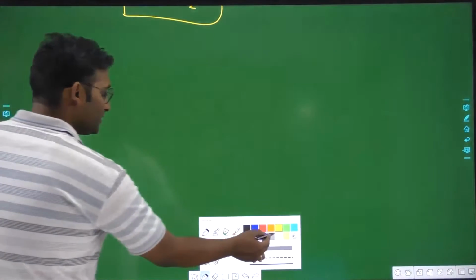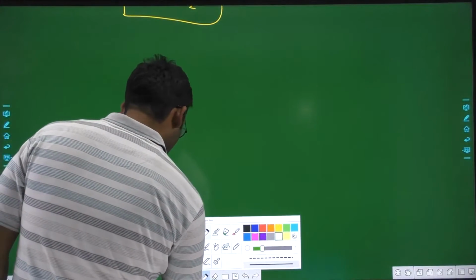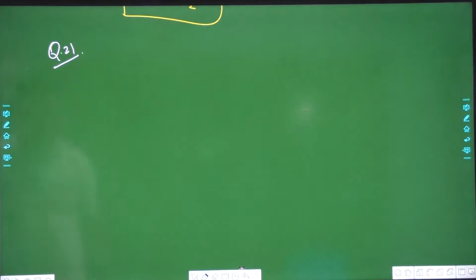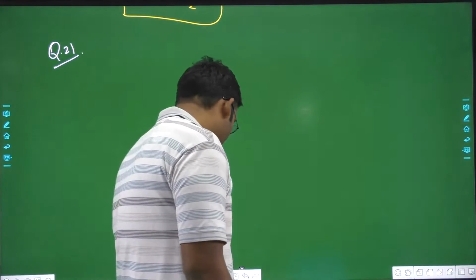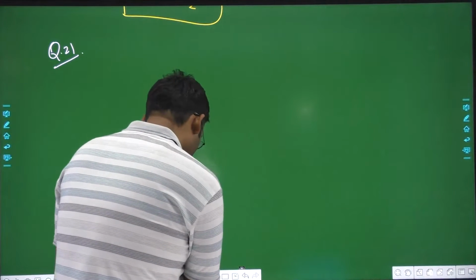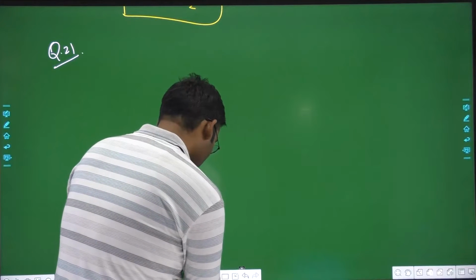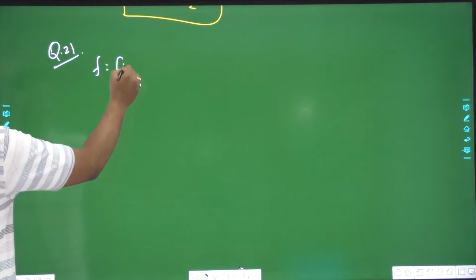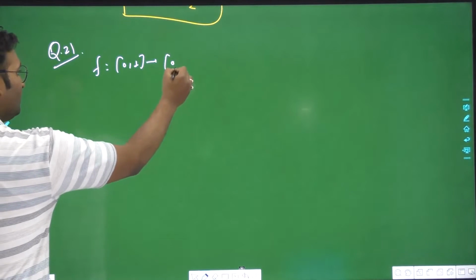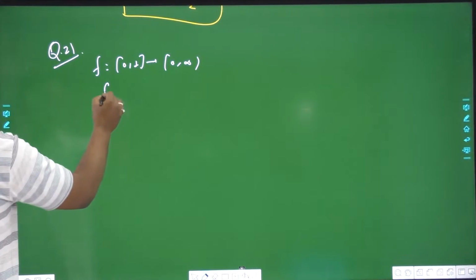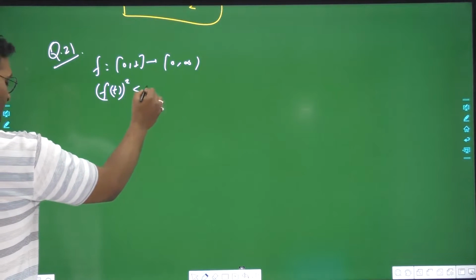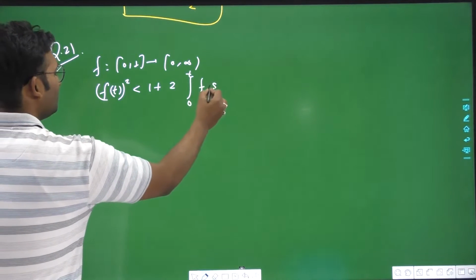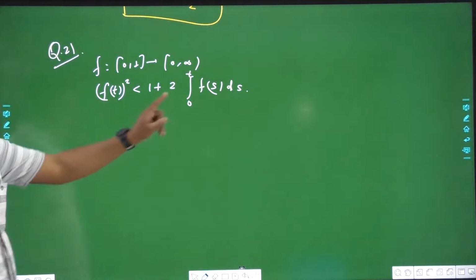Now moving ahead to another question that has been asked in the examination, and that happens to be a question of Newton-Leibniz formula. So question number 21, this is a question from Newton-Leibniz formula, and again it is an easy question. Let us see how to approach this particular problem. The question that has been asked is f is defined from [0,1] to [0,infinity), and f(t) whole square is less than 1 plus 2 integration from 0 to t of f(s) ds. देखिए इस साल इन लोगों ने थोड़ा सा change कर दिया, बाकी है ये Newton-Leibniz का question, ठीक है.